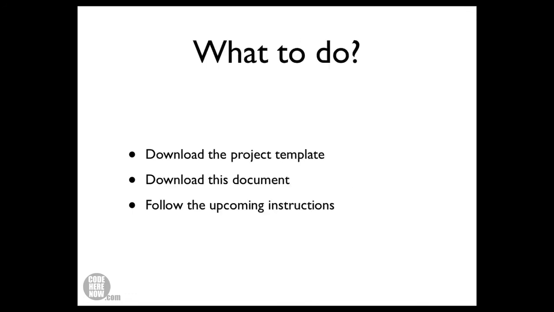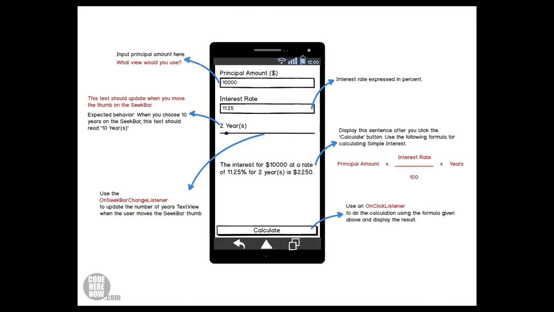Here is what I want you to do. There is a project template that is available for download along with this lecture, which you will be using as the starting point. Also, this presentation is available for download as a PDF document, and just follow the instructions. This is the mockup of the simple interest calculator that you will be building. The specifications are written all over the screen. Take a look at them, and when you are done, import the project template into your Eclipse workspace.